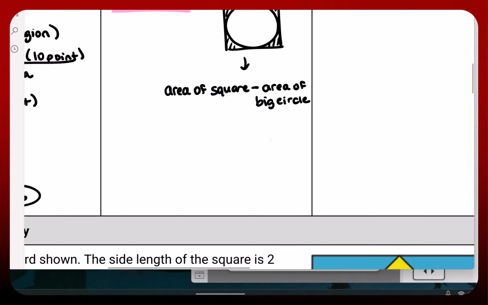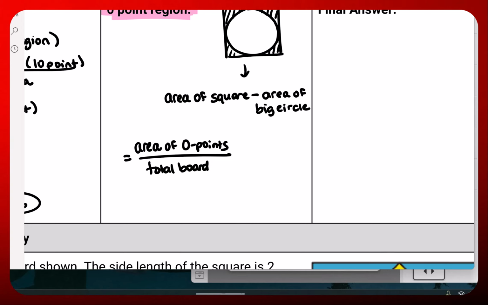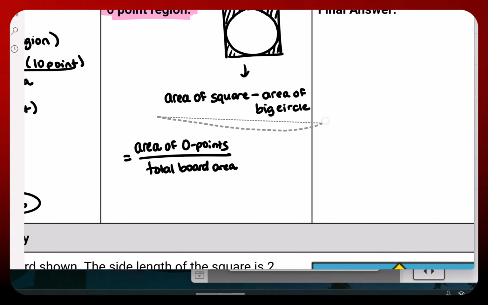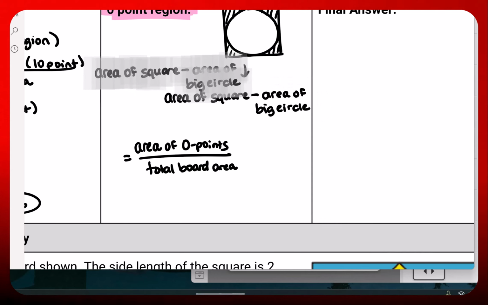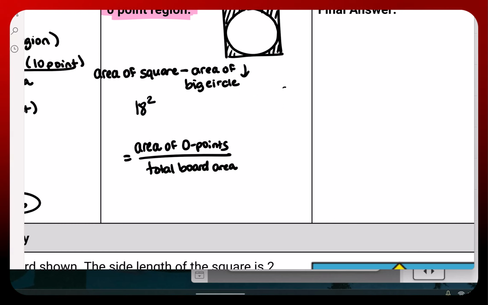So what we want is the area of 0 points, and we're going to divide that by the total board area. Everything. If you're doing probability, you've got to divide it by the total. That's the way probability works. But in this particular section, to find just the area of that 0-point zone, you have to do a little bit of math. Let me move this over here. Okay, so the area of the square is 18 squared, because it's just length times width, and your square is 18.